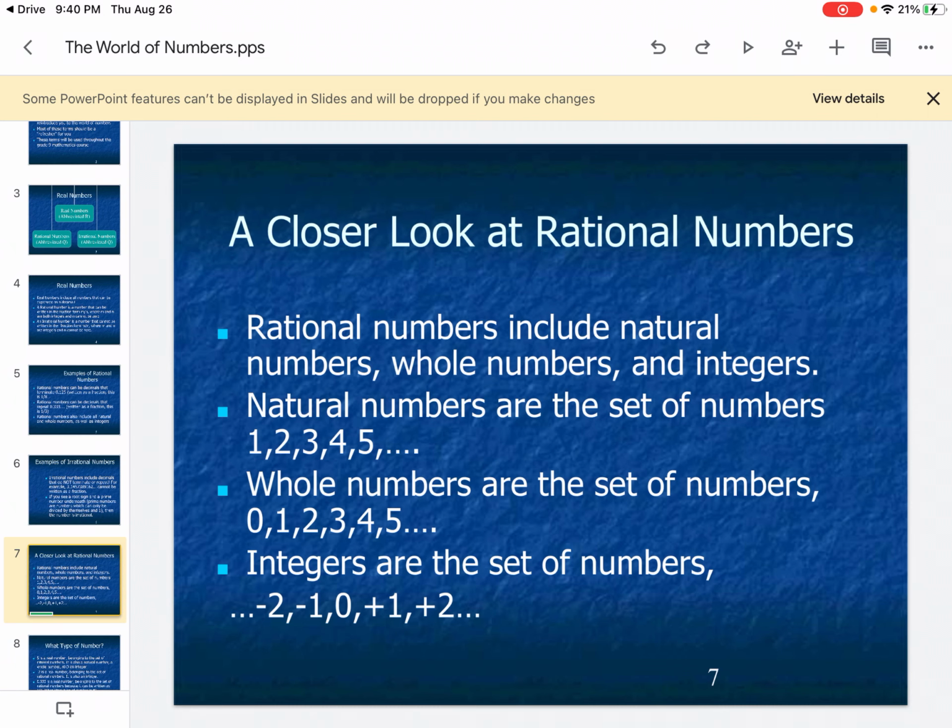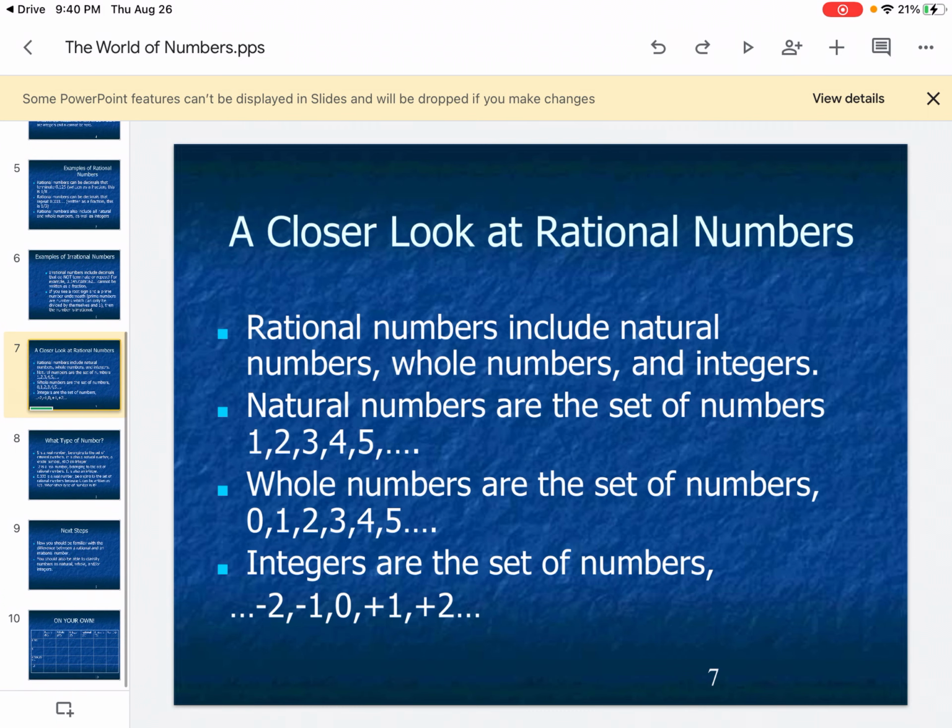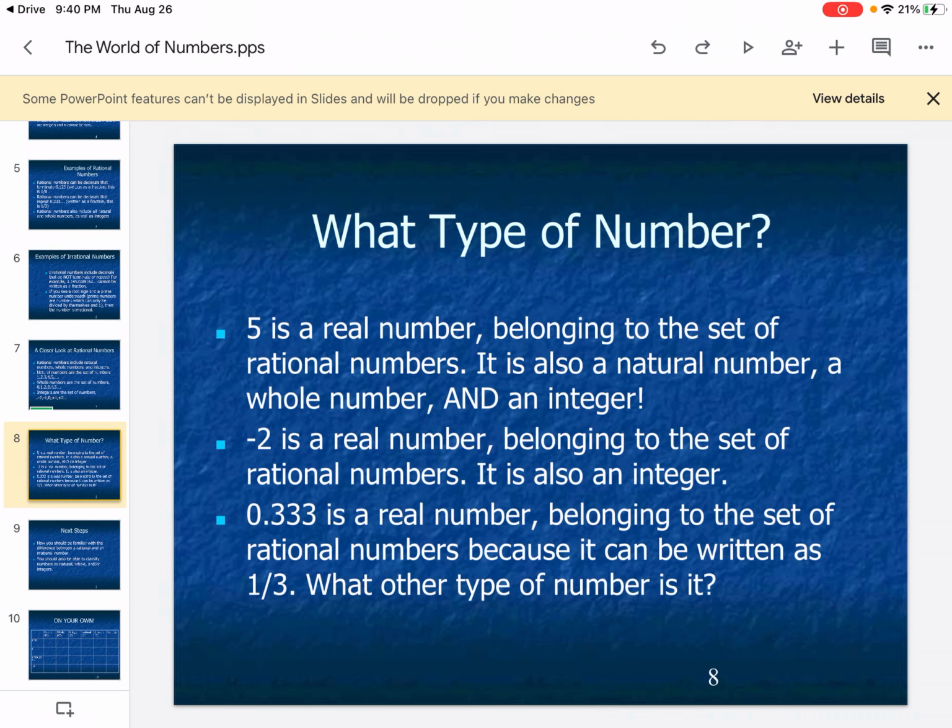And then we have the last example. Let's go to this one. Nope, this one here. 0.33, okay? It's a real number. And it's 0.33, but if it was 0.33 repeating, which is probably what this is supposed to be, it's also a fraction, so it would also be a rational number. What other type of number is it?